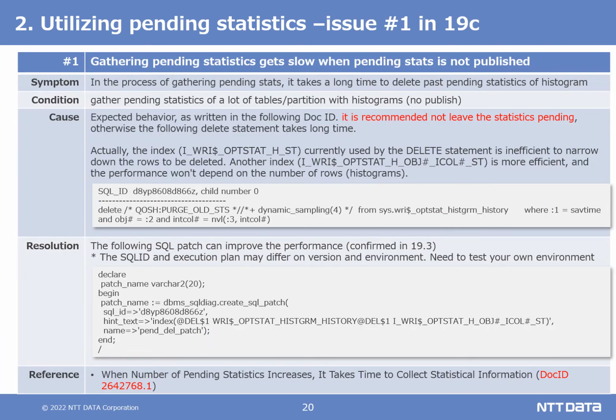The first issue is a performance problem of pending stats. The symptom is that gathering pending stats just takes a long time when they are not published frequently. This issue is described as expected behavior in the documentation as shown here, and it's recommended to publish pending stats frequently. Although we identified a slow delete statement that causes this problem, and we confirmed that a SQL hint can improve the issue, it is not recommended to do so in general.